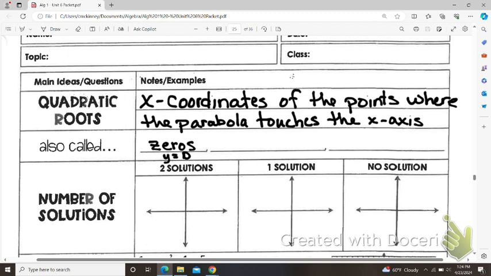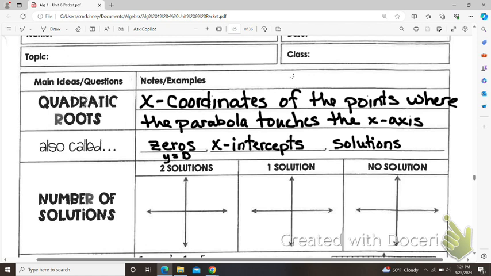And they are also called the x-intercepts, which you can probably tell why from my definition above, because they are the places where it intercepts the x-axis, and they are also called solutions. So when we have been solving quadratics, those values that we find when we solve, if we make a graph, they are the places where the function crosses the x-axis.